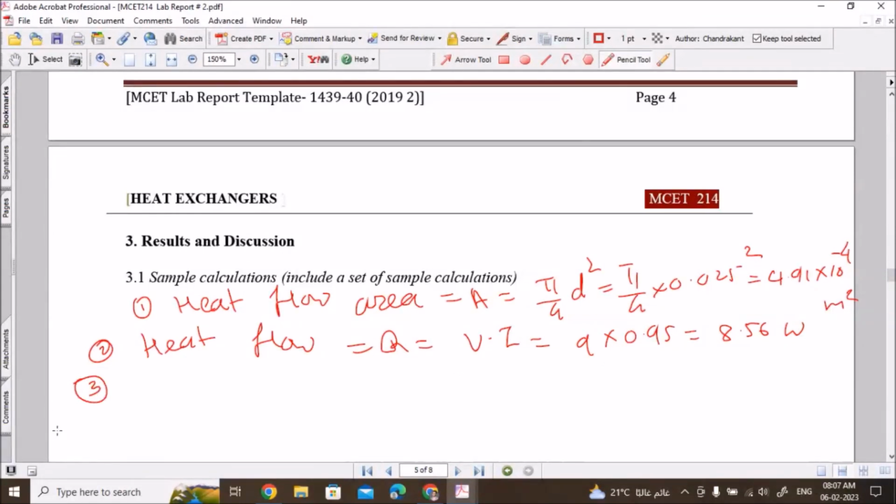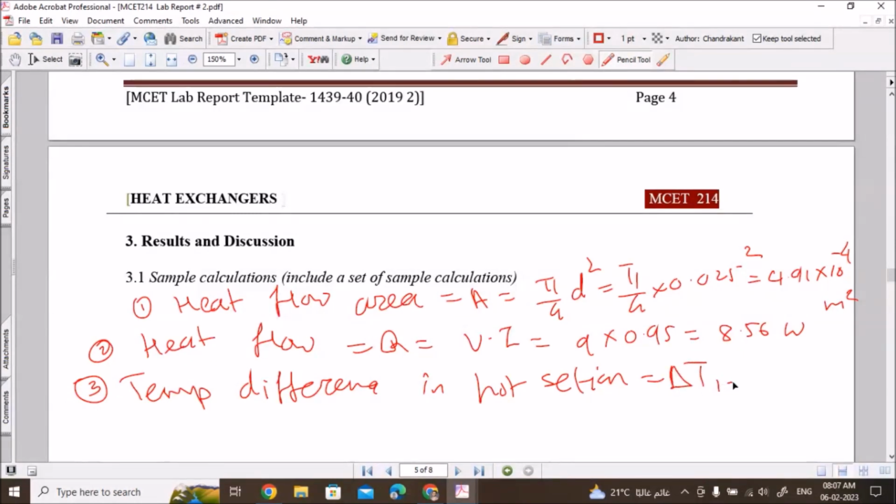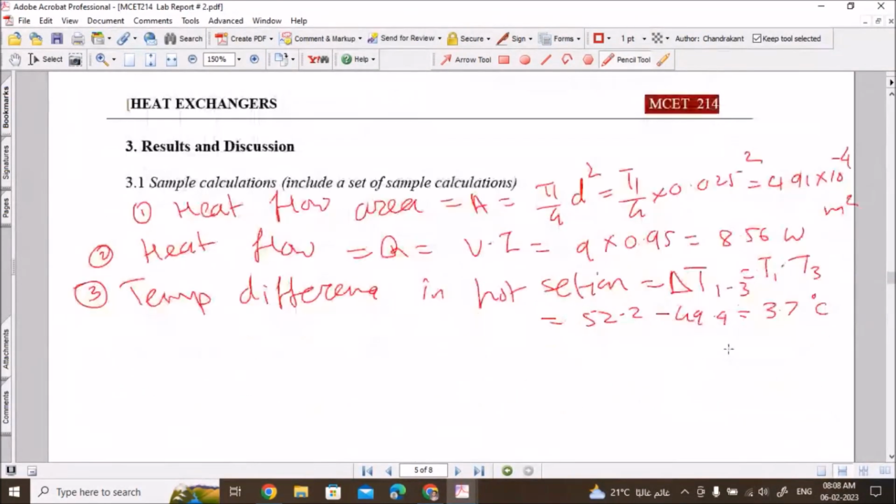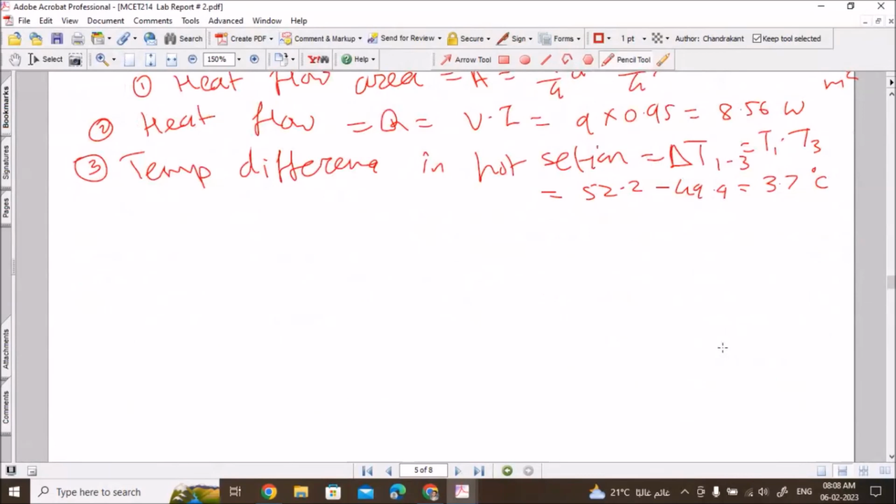Number 3. Once you finish the heat flow, then I will find the temperature difference in hot section and cold section. Temperature difference in hot section is equal to delta T 1 to 2, 2 to 3, or 1 to 3. You can choose any one. So I will choose 1 to 3, which is T1 minus T3. So that is 52.2 minus 49.4, which is equal to 3.7 degrees centigrade. So this is the temperature difference in hot section.